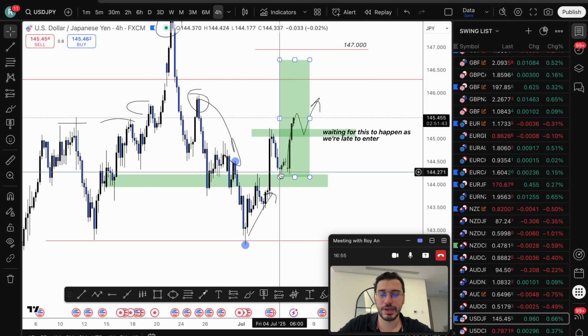This is the 6 a.m. candlestick, and therefore it would have ended at 10 a.m. UK time, which would have been available for me to take that trade. But it was 4th of July, it was a bank holiday, and therefore I decided to stay away.